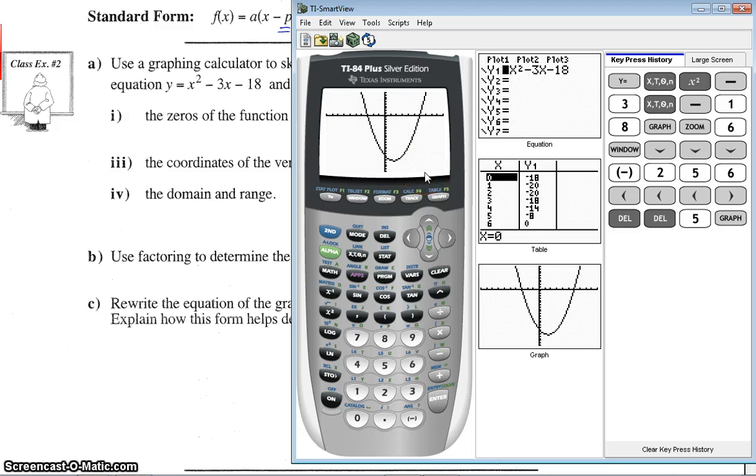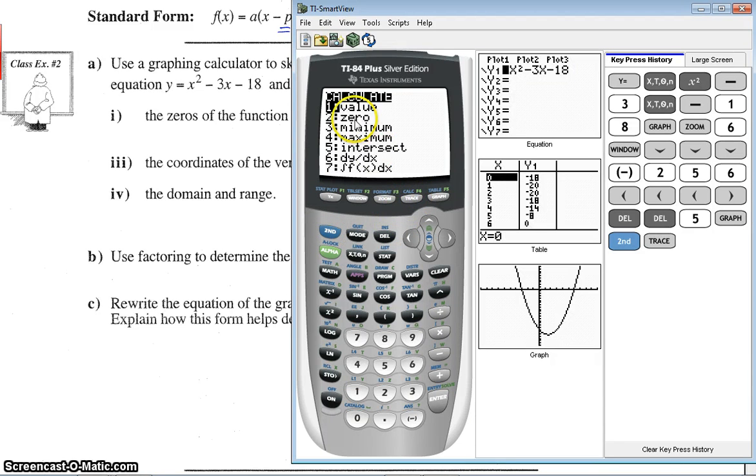Okay, first off, we need to find the zeros of the function. So zeros are the x-intercepts. Sometimes you can get those from the table, like you'll see this one showing up over here. When x is 6, y is 0. That's a zero. Okay, and we're going to write that one down. And the other one we're going to find, which we could get from the table too if it was an integer, but we're going to find it using the second calc feature on the calculator. So we need to go second calc.